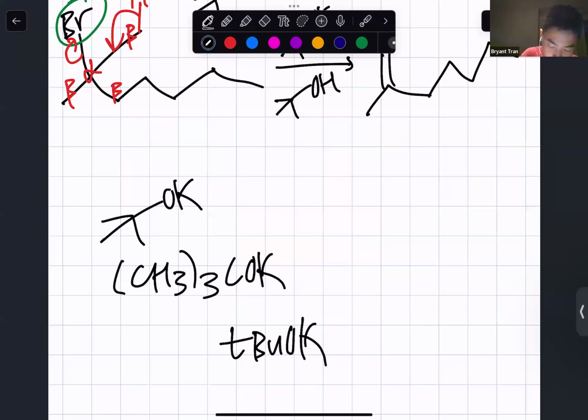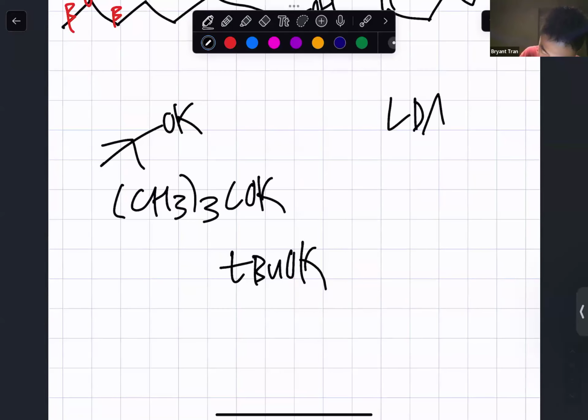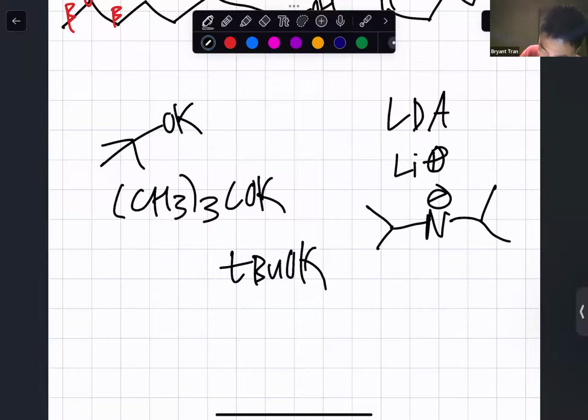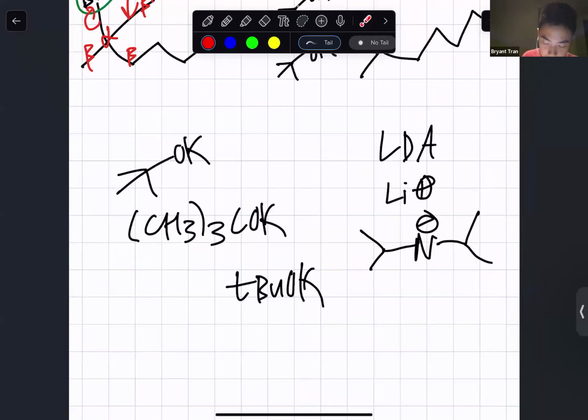It's going to be the same thing for tert-butoxide, or you can see LDA in letters like that, which is lithium diisopropylamide. Lithium diisopropylamide will look like this. Lithium is a positive charge. The amide here will have a negative charge with two isopropyl groups. And this right here is a strong base, and it's bulky because of these two isopropyl groups right there. It's sterically hindered.